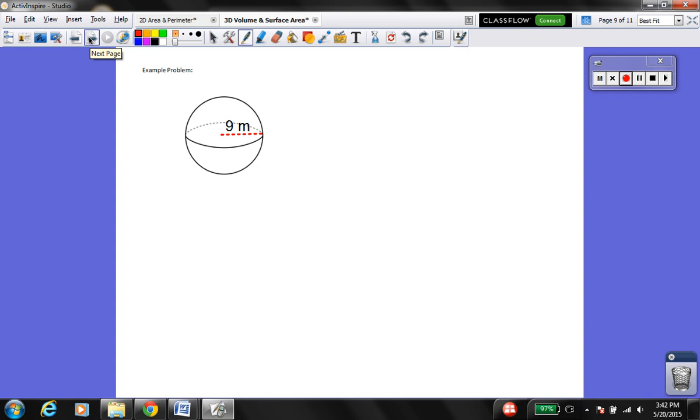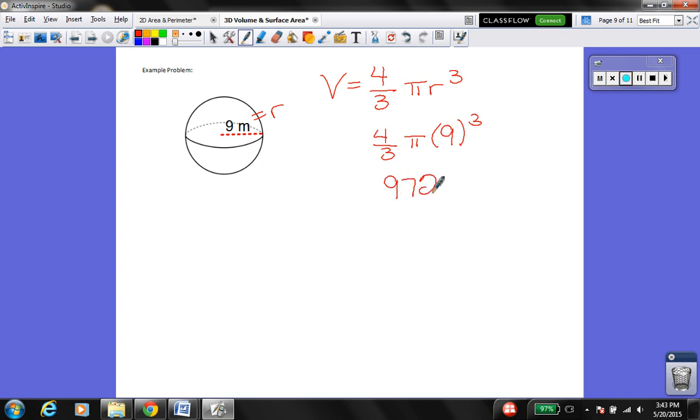Now, an example problem. We're given that the radius is 9. What we need to do is find the volume. Volume is equal to 4/3 pi r cubed. With 4/3 pi, we have 9 quantity cubed. So what we have to do is take 9 cubed, which gives me 729. 729 divided by 3 is 243, times 4 gives me 972 pi.